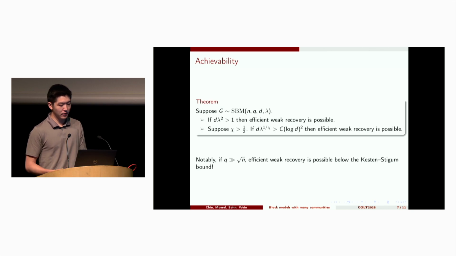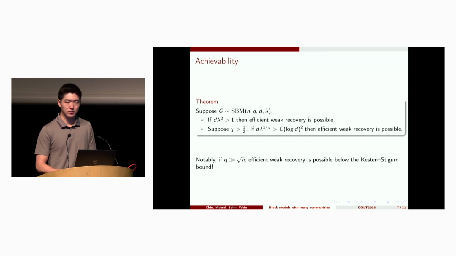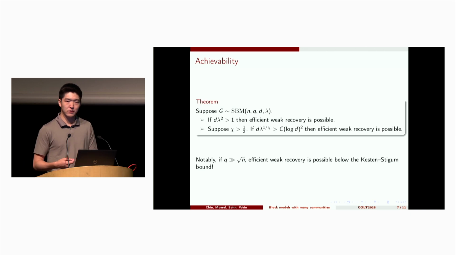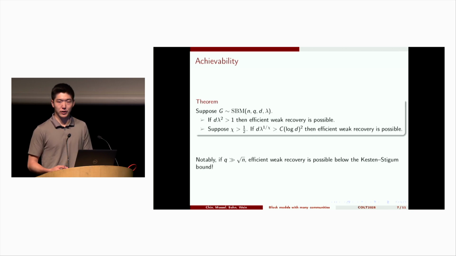And we see this alternate signal-to-noise ratio, d lambda to the 1 over chi, show up, which will be of interest to study later. Okay, so the first thing you might ask is whether this Q equals square root n is the right quantity to look at. Maybe this phenomenon might break down for even smaller Q.